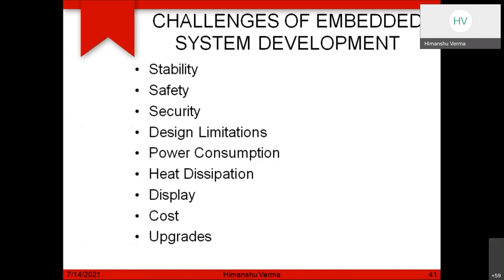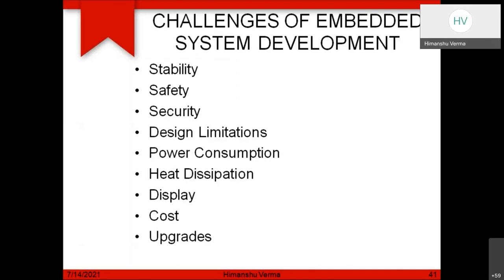Hello, Himanshu sir, sorry to interrupt you, but we are running out of time. Kindly finish the session. Oh, okay. I think just a few more slides are left. Okay. Yes, sir. Thank you, sir.